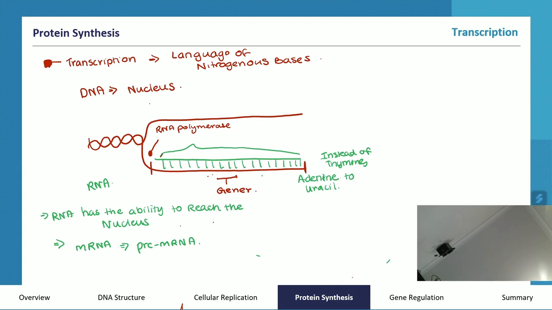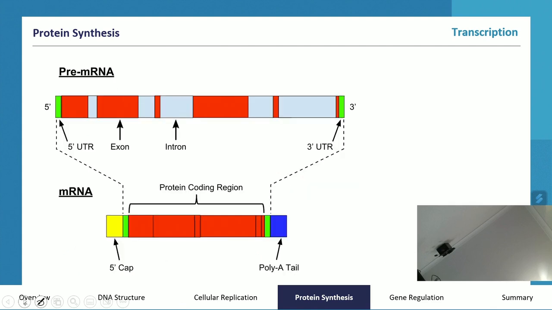After transcription occurs, the mRNA molecule moves out of the nucleus into the cytoplasm for the next step.